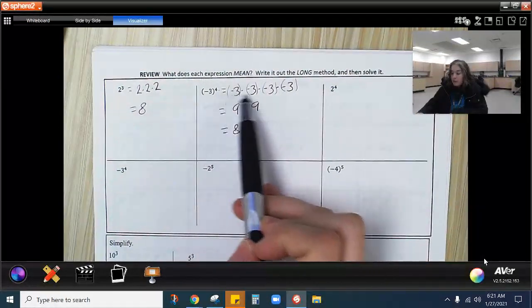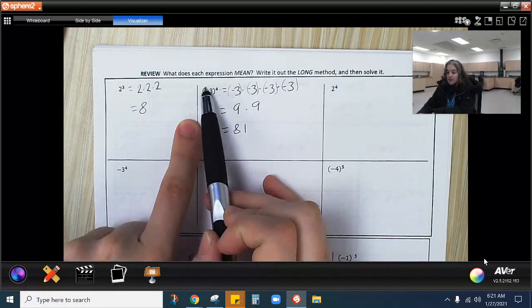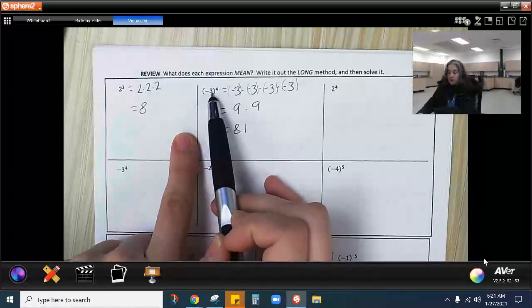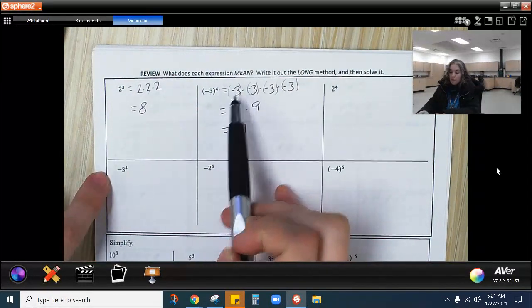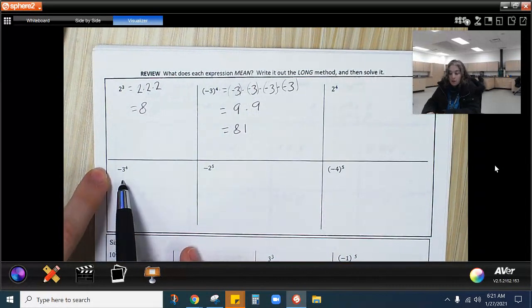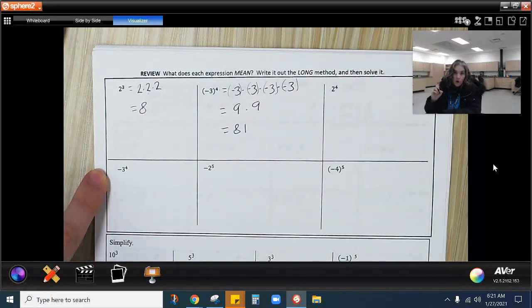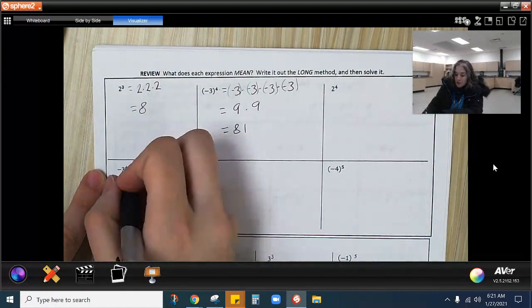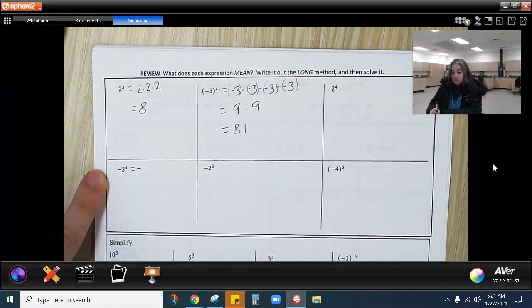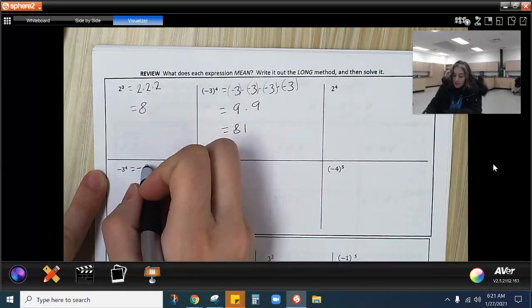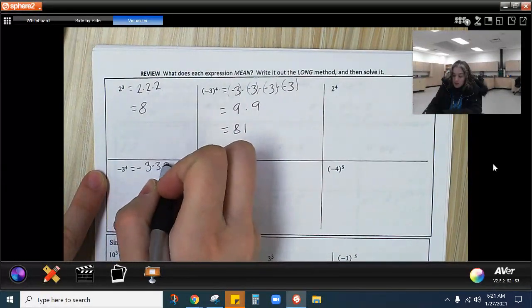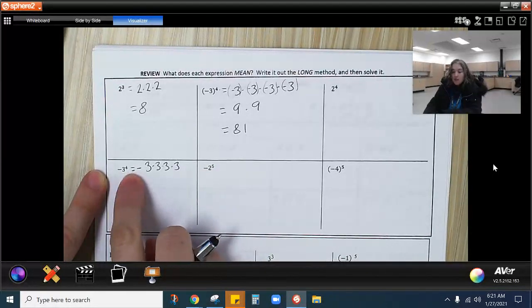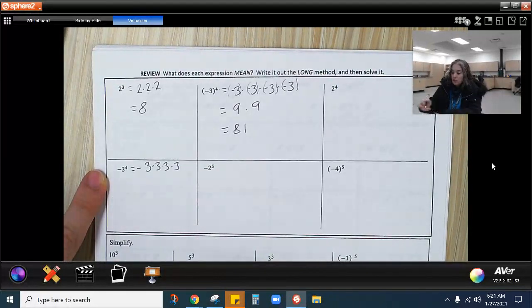So it's really important that you write it out this way, because it's everything inside that multiplication, or that parentheses that's being multiplied, right? But down here with this one, that exponent, that 4, is not touching the negative sign. It's only touching the 3. So when I go to write this one out, I'm just going to leave my negative out front, and then I'm going to have 3 times 3 times 3 times 3, because it's only touching the 3. It's not touching the negative.